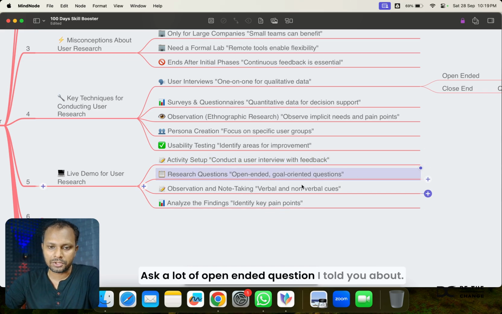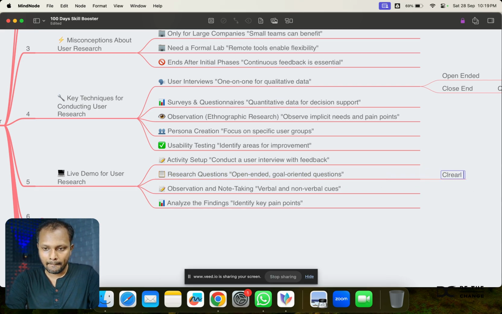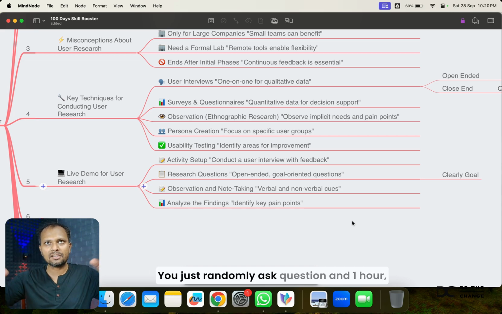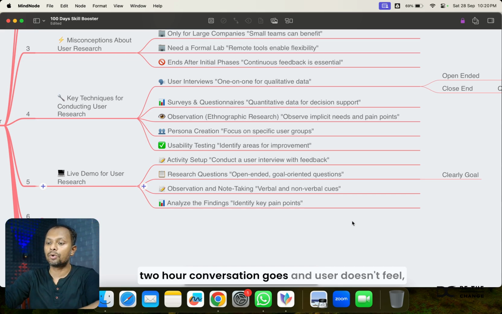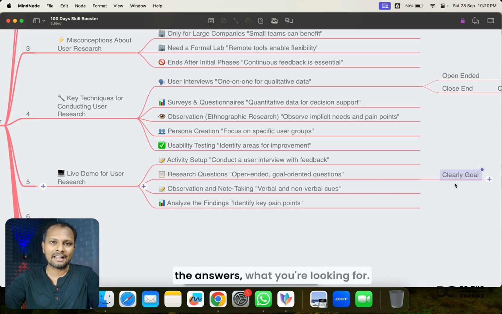Ask a lot of open-ended questions. I told you about what open-ended means. Please make sure you have a clear goal. A lot of times, in fact the majority of the time, you don't know the intention of the research you're doing. You just randomly ask questions, and a one or two hour conversation goes by and you don't feel like you got the answers you're looking for.